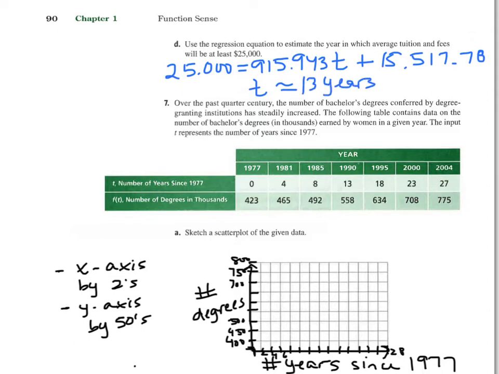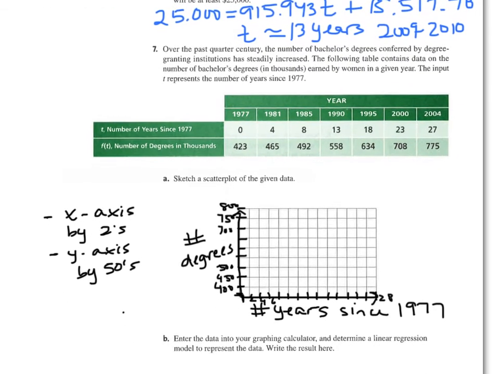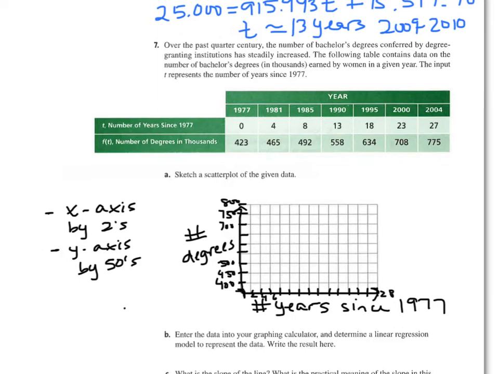Okay, so that's in the year 2009 to 2010. That would be the year that it would start to reach 25,000. Okay, so we're doing now just really the same thing for another example, making a scatter plot. So I already kind of set up the graph, and let me just plot these points really quick.